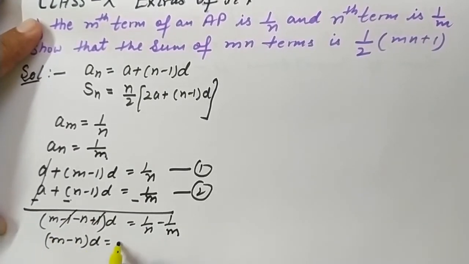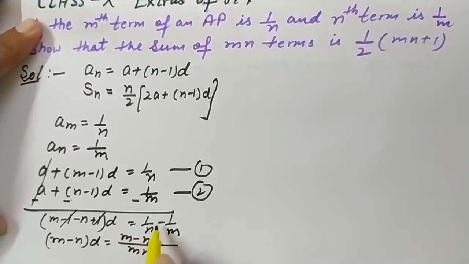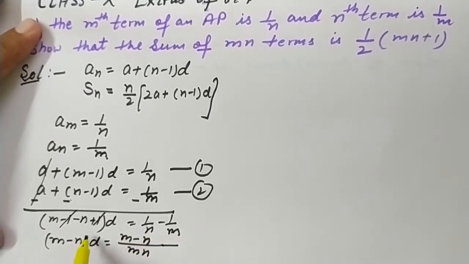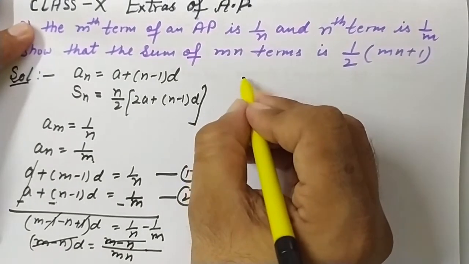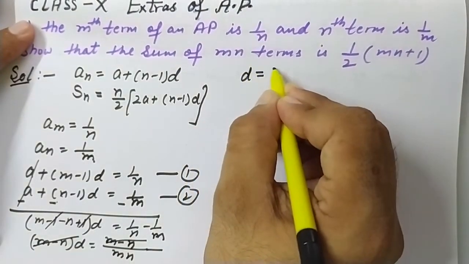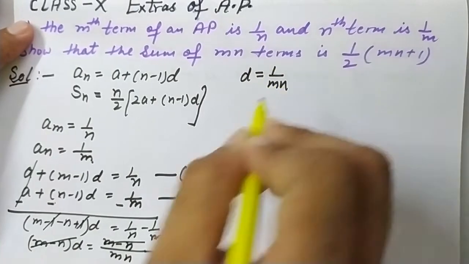And here if I take the LCM, the LCM is mn. So what is left? m into 1 is m, minus n into 1 is n. Here you see the numerators on both sides are the same, so they can be cancelled. So we have the value of d as 1 over mn.